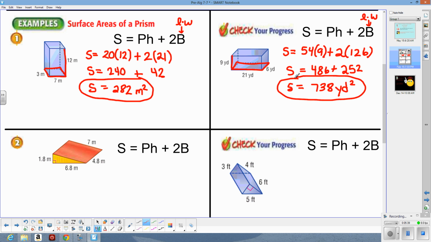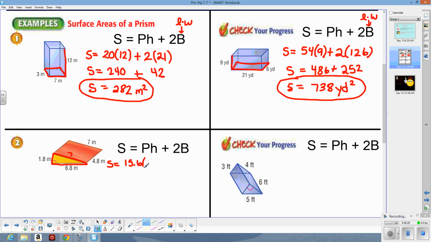All right, next up we have a triangular prism. Remember, don't be fooled by these. Oftentimes they have them laying down on their side. This right here is the base of the prism. So the surface area is going to equal the perimeter of the base. Since this is 7, this is also 7. So we're going to take 1.8 plus 6.8 plus 7. When you add those together, you get 15 and 6/10.